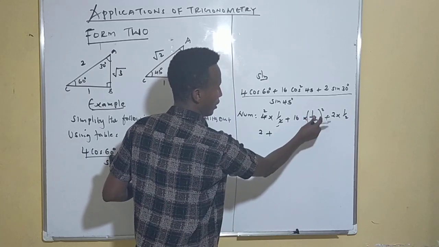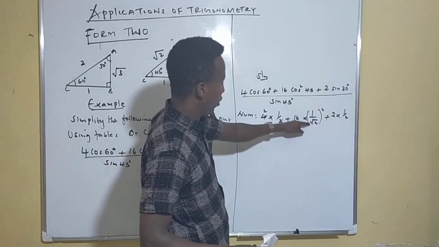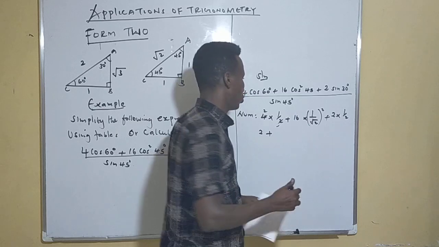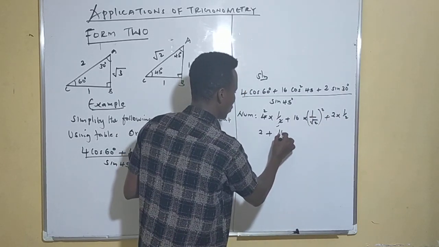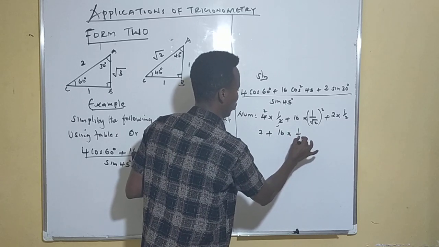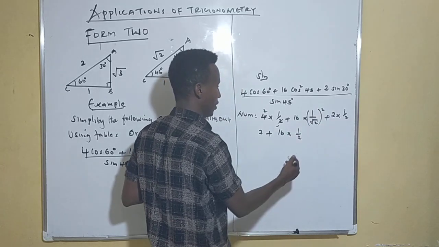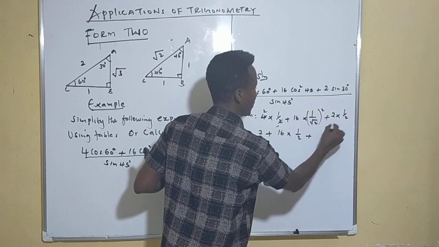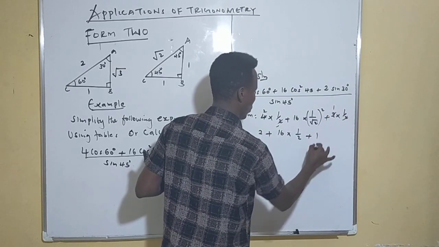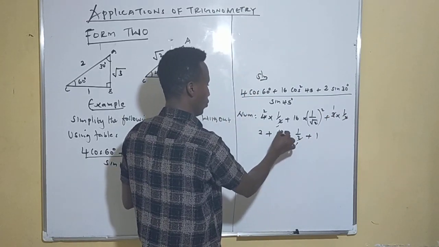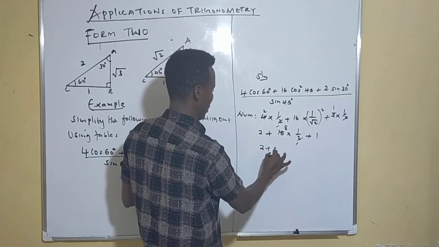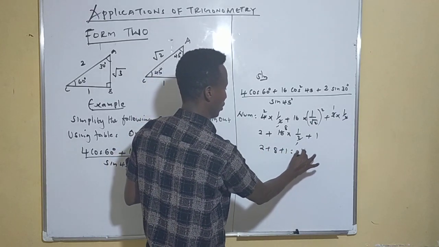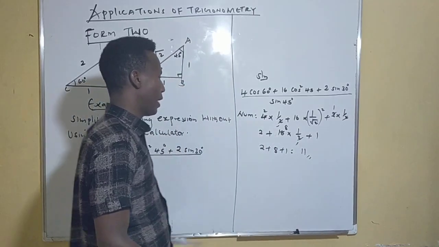Plus, remember, we have 1 out of root 2 in the bracket, then squared. So it will remove the root, and 1 squared is 1. So it will be 16 times 1 over 2, because the root will cancel with the square sign. Plus 2 times 1 over 2, which is 1. So 16 over 2 is 8. So it will be 2 plus 8 plus 1. That will give you 11.